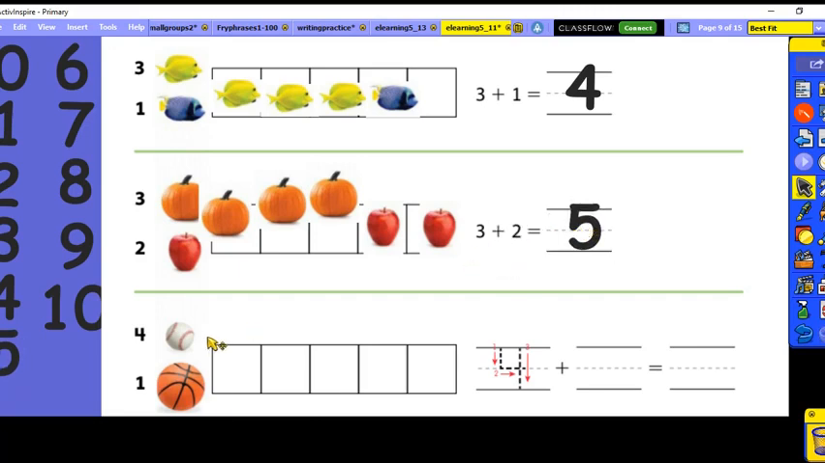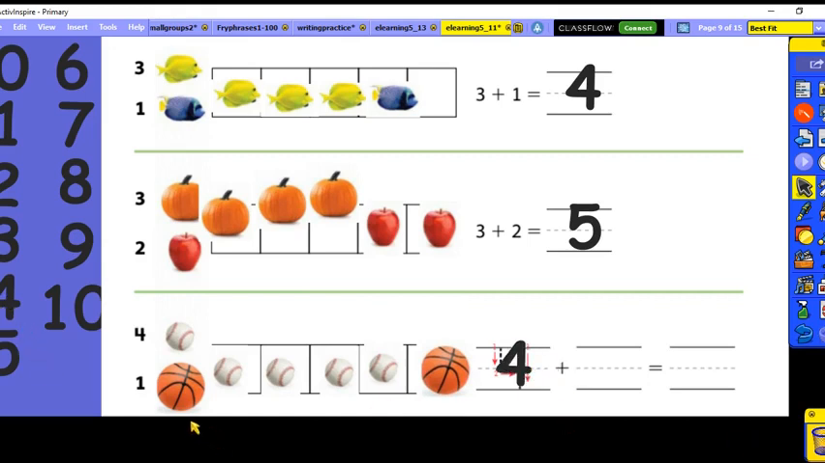All right. And 4 baseballs. 4 baseballs. And 1 basketball. So here's our 4 to trace. 4 plus 1 equals how many? 1, 2, 3, 4, 5. 4 plus 1 is 5. Good job.